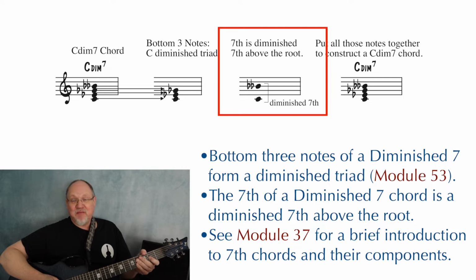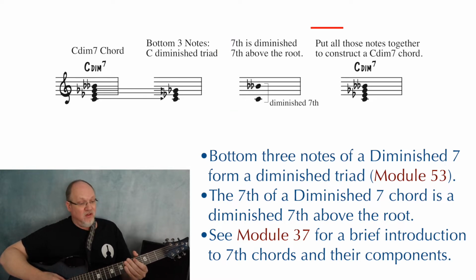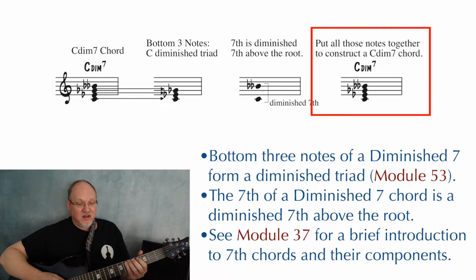And even though that B double flat sounds a whole lot like an A, we call that a B double flat because we want to continue writing these notes stacked in thirds. So you're going to have some sort of C, E, G, and B. So C, E flat, G flat, and B double flat is your C diminished 7 chord.